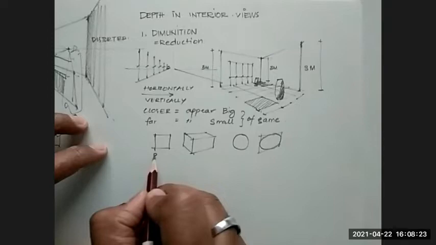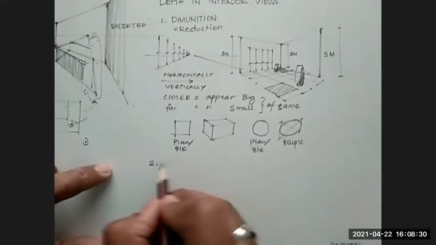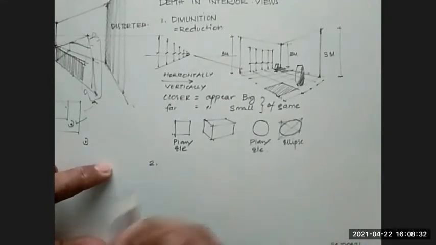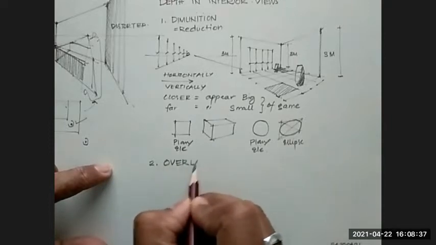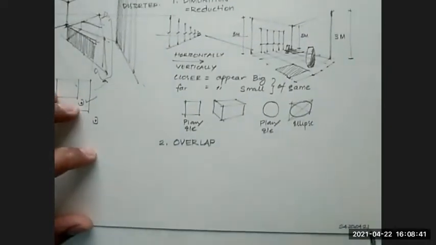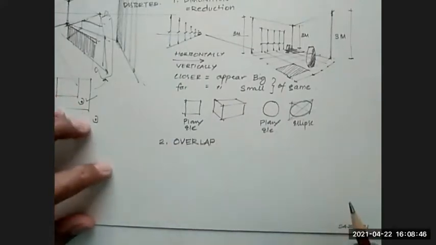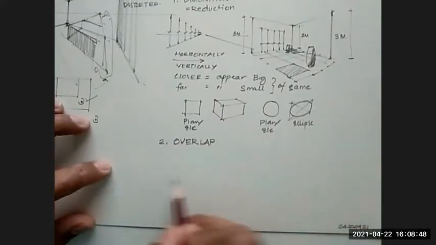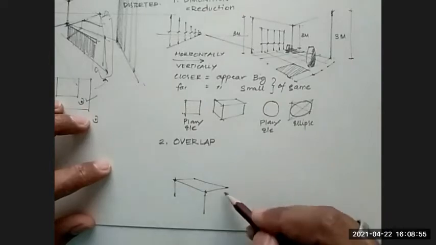Okay, now let us go to the next. To achieve depth and higher depth, there is another principle, which is overlap. Overlap will create more 3Dness. For example, let us say that there is a combination of a few objects.